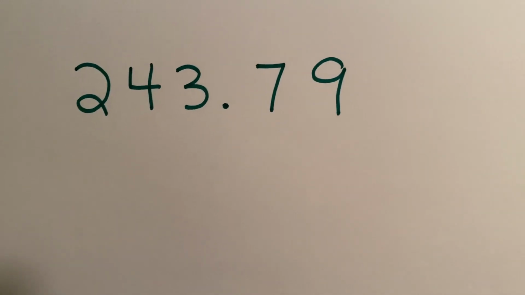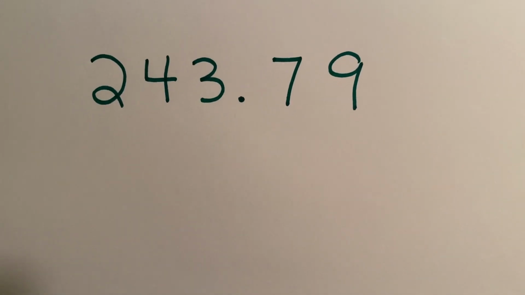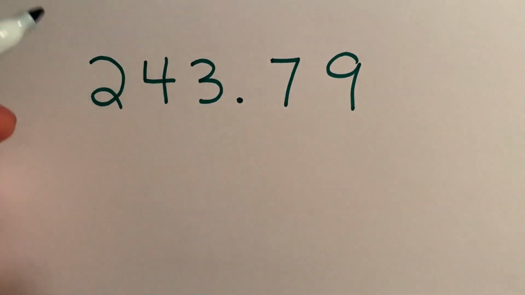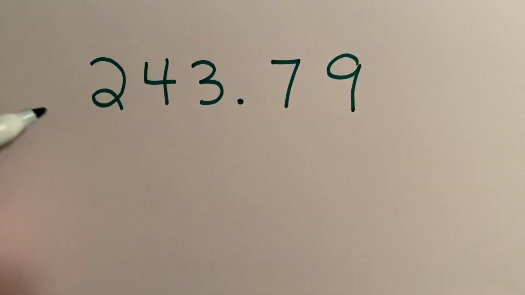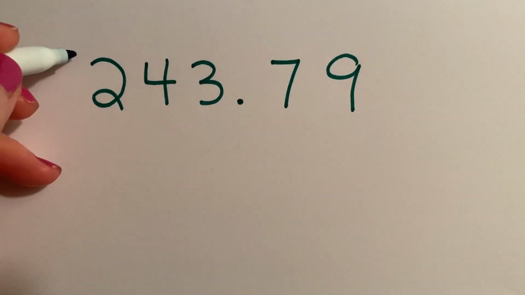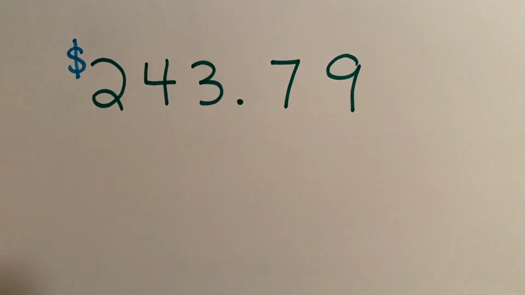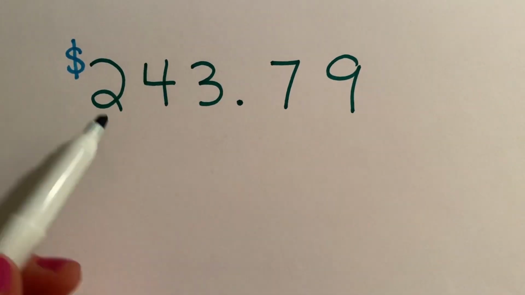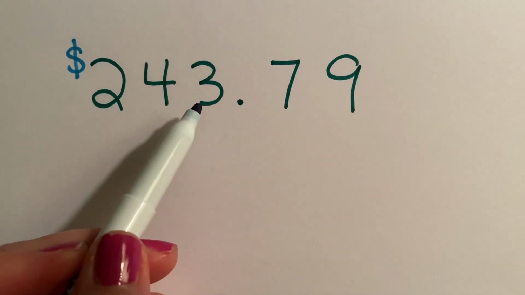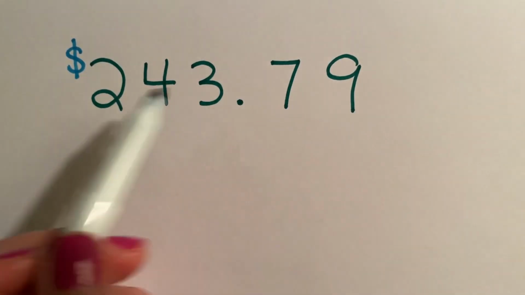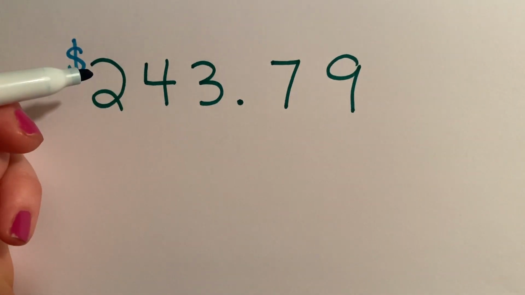But first, I want to start with just a quick review of place value. I know you've already learned this, but I'm going to need this in today's lesson. If I have a number, and we can pretend this is money, since it's the easiest to think of, say I have this amount of money in my bank account, $243.79.